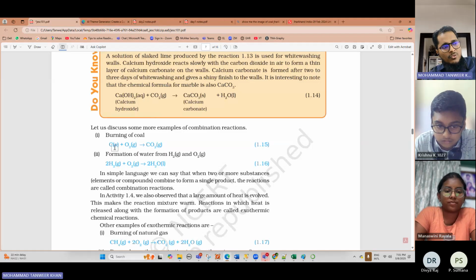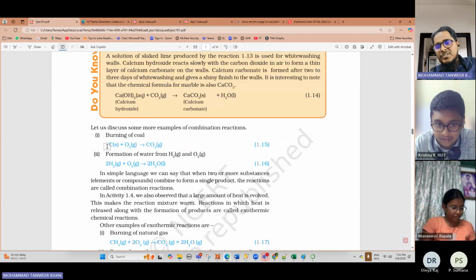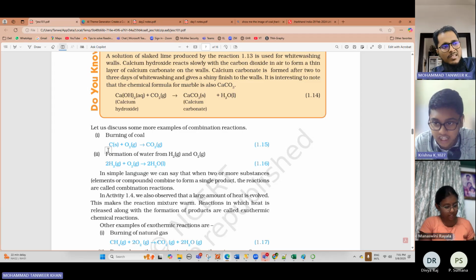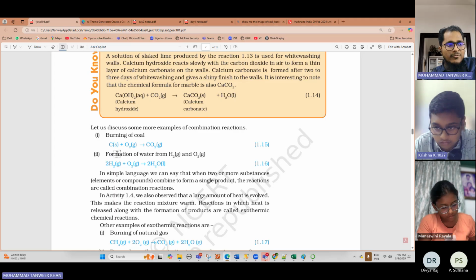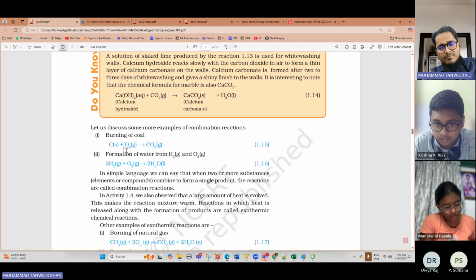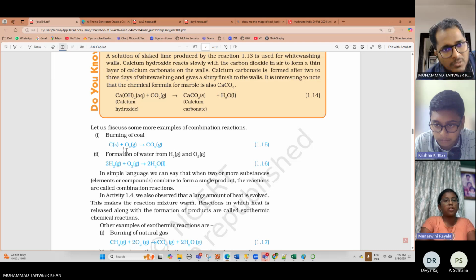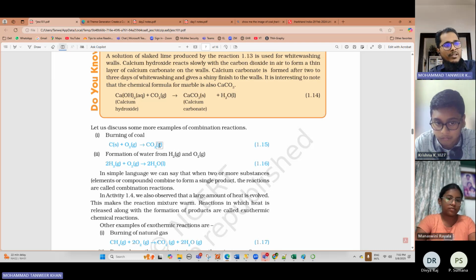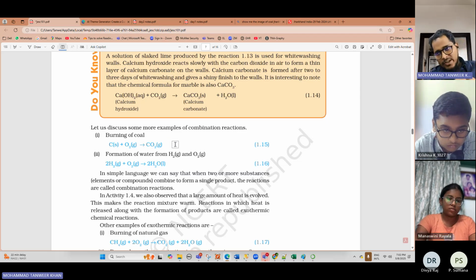So, burning of coal. Coal is represented by C, carbon. What is this S? Solid form. So this coal is in solid form. This O2 is oxygen gas, in gaseous form. And what you get here is CO2, carbon dioxide, in gaseous form. It means when you burn coal in the presence of oxygen, you get carbon dioxide gas.